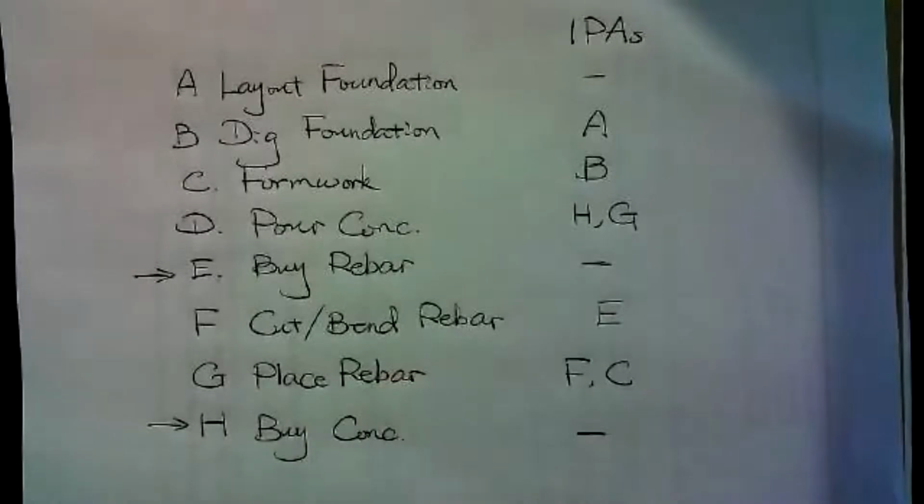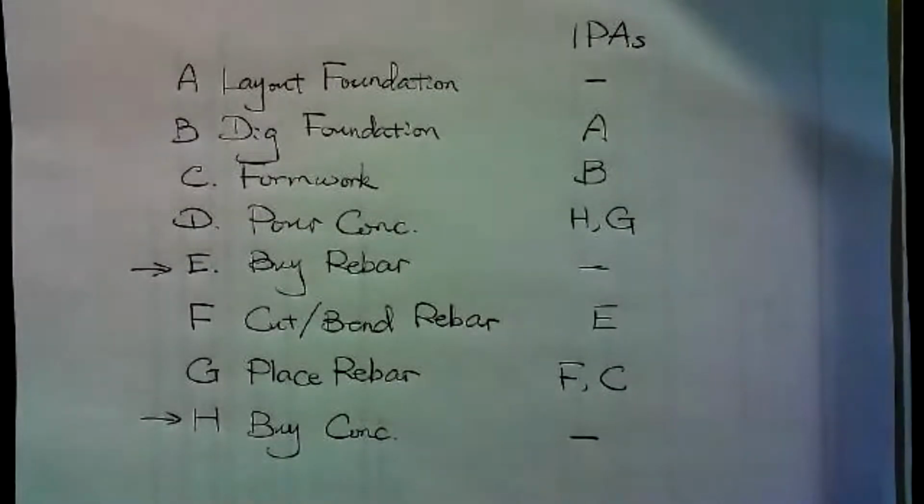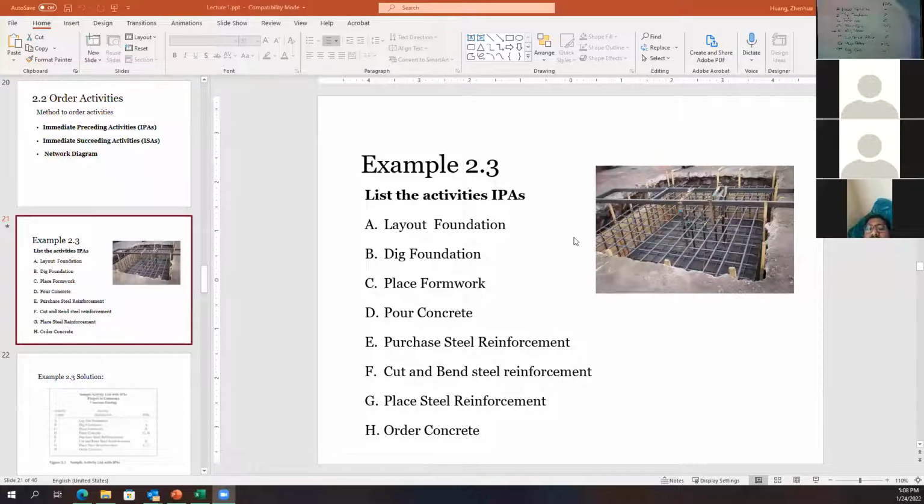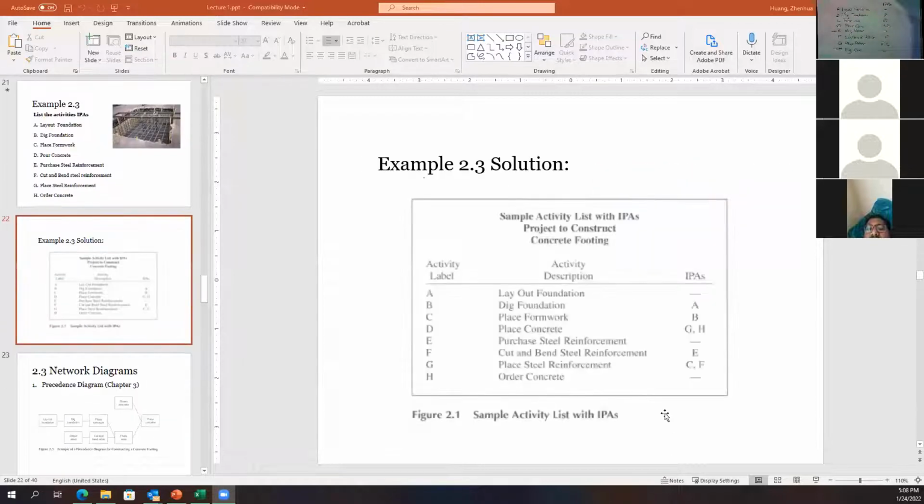Okay, any question for this small example? Okay, no question, good. Then let me turn back to my note. Okay, so we have already finished our IPA table. If you didn't have enough time to write it down, that's okay. Next page, I already showed you the answer, IPA table answer over here. Okay, this is the IPA table.